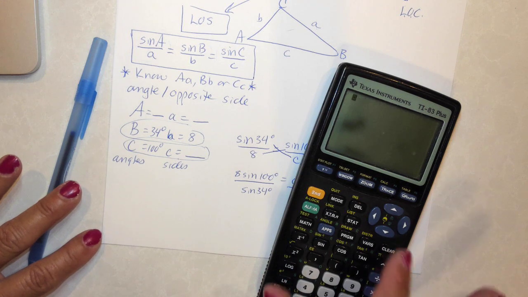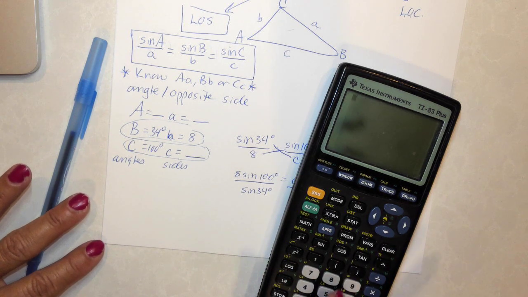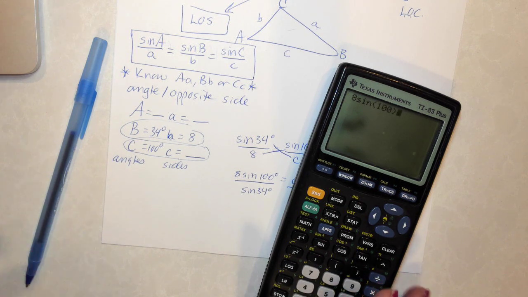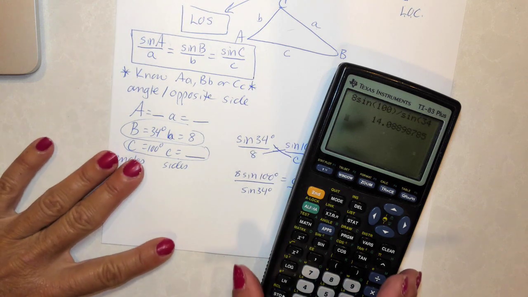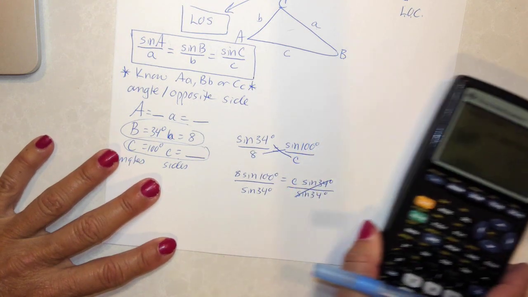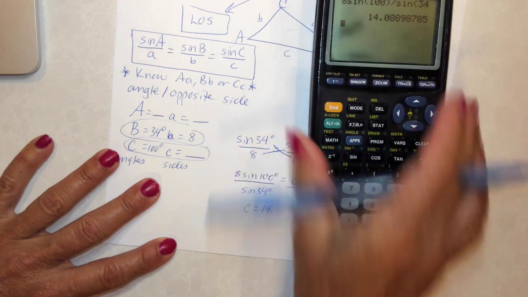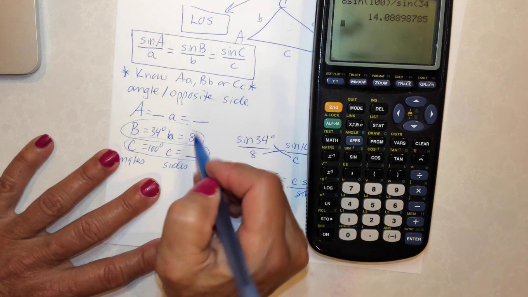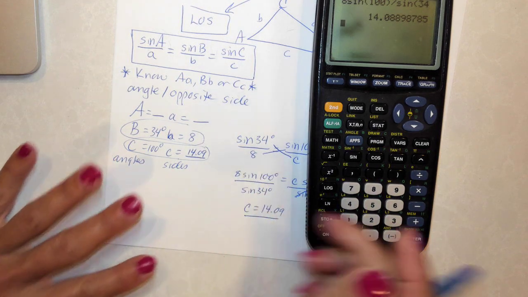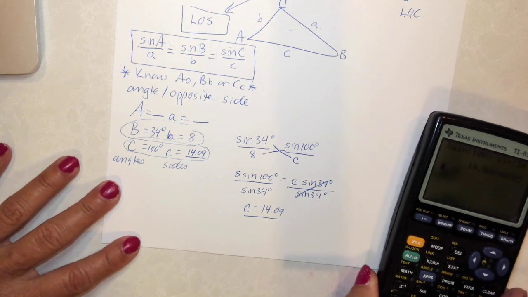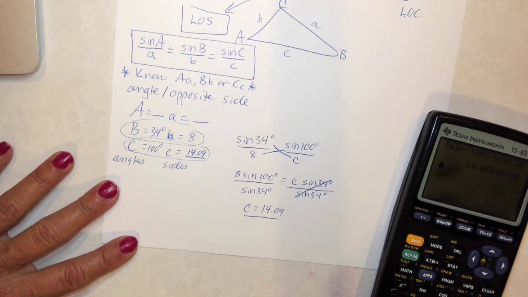I'm going to be a little bit careful about my parentheses. I'm going to take 8 times the sine of 100, and then I need to close that parenthesis so my calculator knows that's all I want the sine of. Then I'm going to divide by the sine of 34. And I'm getting 14.0889, and the directions said to round to the nearest hundredth. And so C is going to be 14.09. And it's important to pay attention to that now that we're in the age of entering your answers into the computer to be graded, because it only accepts the one right answer.